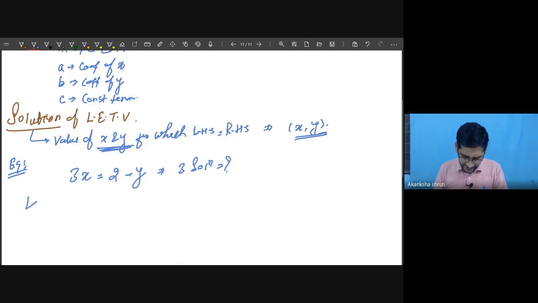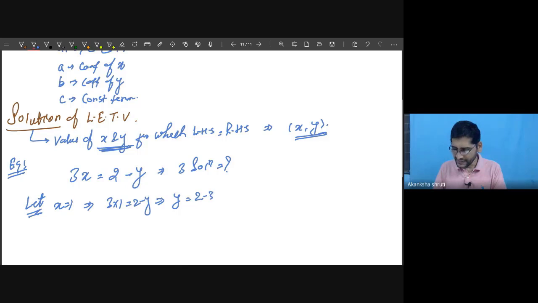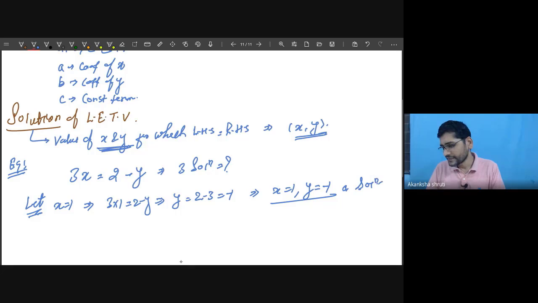So here we are free to choose the value of any one variable, then the value of the other variable can be calculated. So let x equals to 1. This implies 3 into 1 is equals to 2 minus y. So y, bring this y on the left hand side, is equals to 2 minus 3. This becomes minus 1. Therefore, x equals to 1 and y is equals to minus 1. This is a solution. Right?